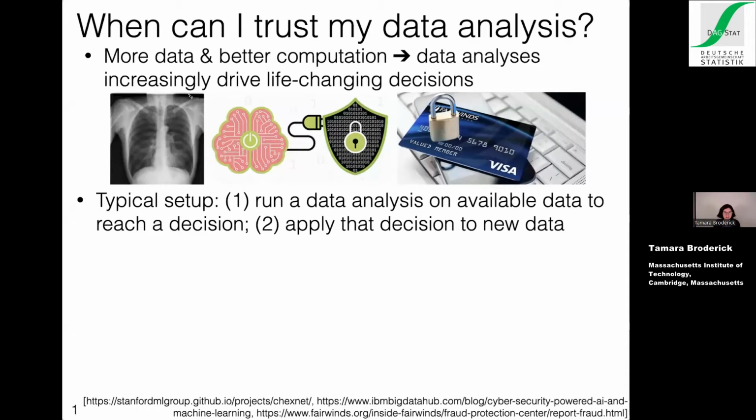A typical setup that we have in a data analysis is that first, we run our data analysis on some data that's available to us to reach some kind of decision, and then we're going to apply that decision, presumably to new data. So an example of this is the study of microcredit. Recall that microcredit represents these small loans to individuals in impoverished areas, and the hope is it's going to help bring them out of poverty.